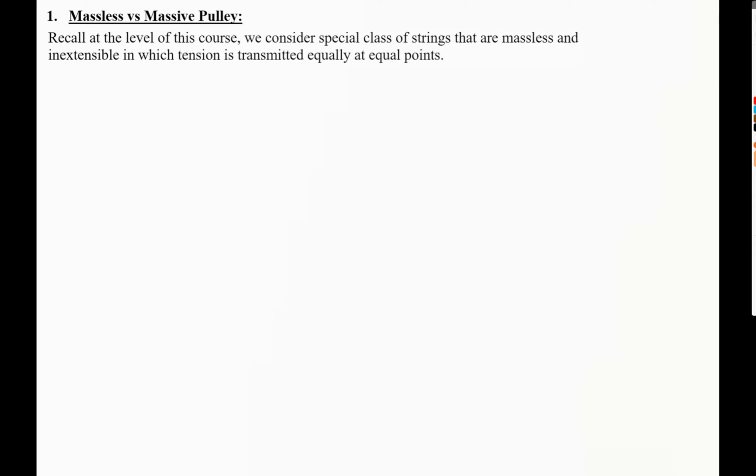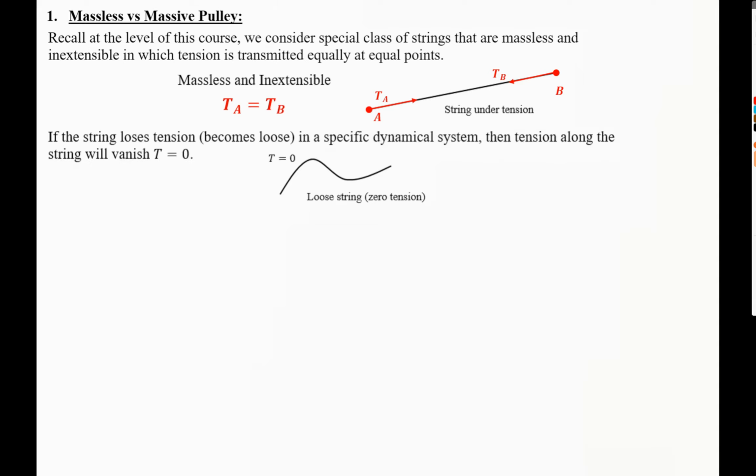Recall that at the level of this course, we consider a special class of strings that are massless and inextensible, in which tension is transmitted equally at all points. Now, this is a string under tension. Let's consider 2 points A and B. At point A, we have tension TA, and at point B, we have tension TB. Both tensions are pointing away from both points. If the string is massless and inextensible, the tensions are equal.